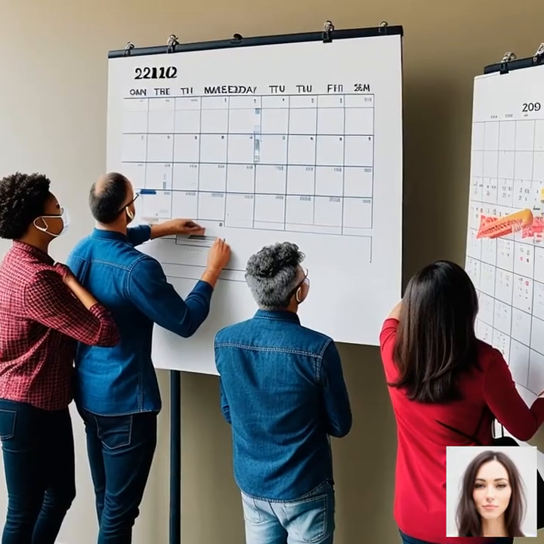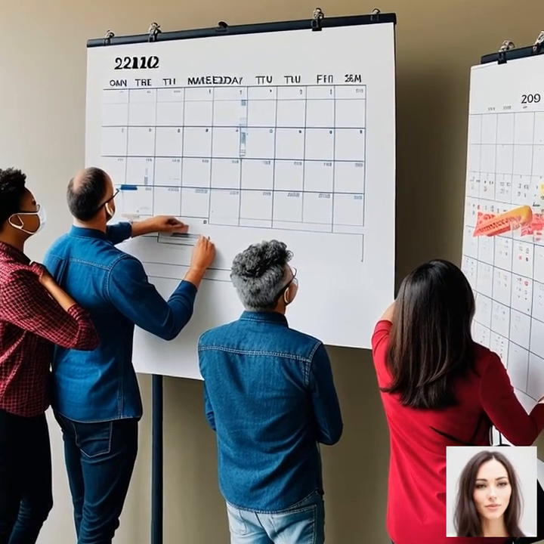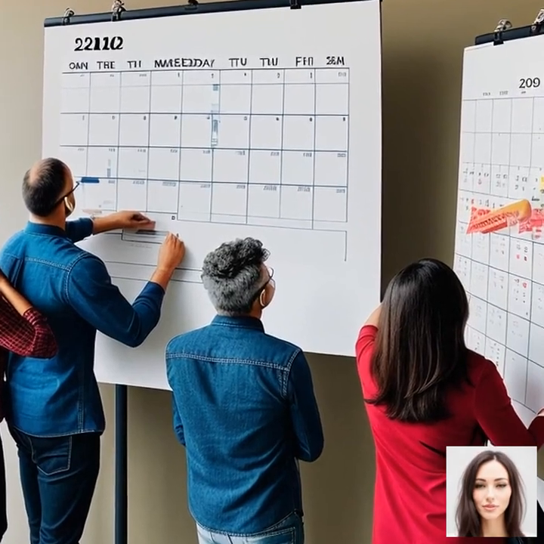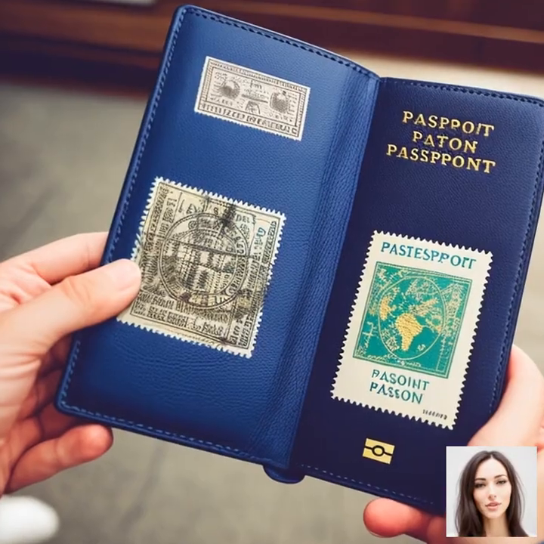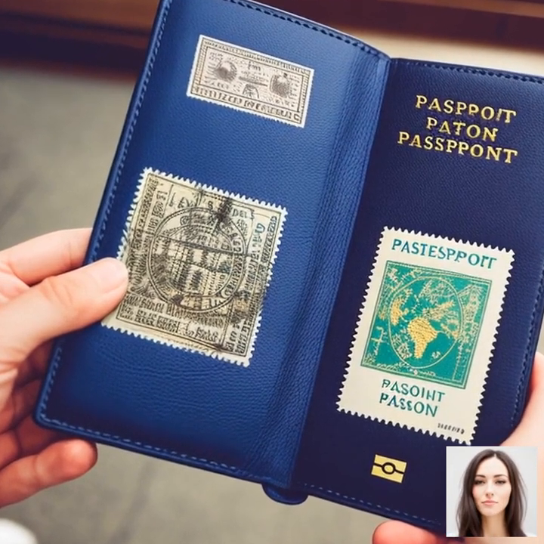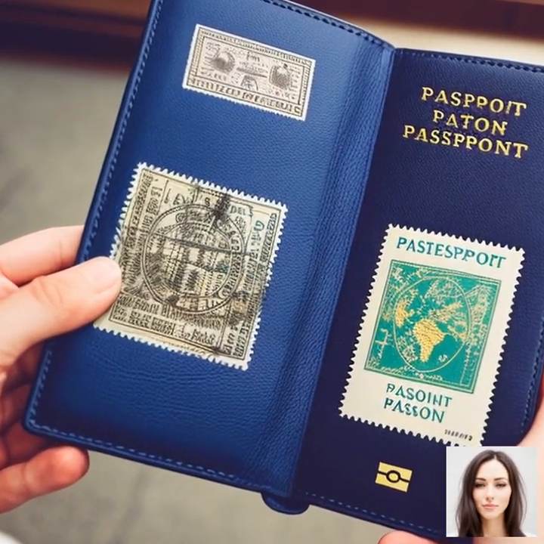Then we have the present continuous tense, which is used to talk about actions happening right now or around now, and also for future plans. For instance, I am reading a book. Or we are meeting them.